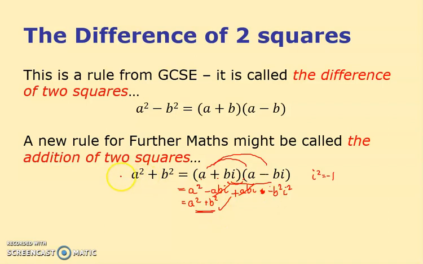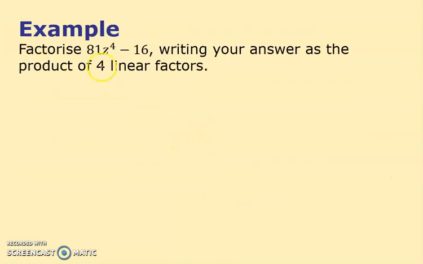Now that is worth knowing. a squared plus b squared can now be factorized straight off, a bit like a squared minus b squared can be. Here's an example. It says 81z to the 4. Well, straight away I'm thinking I can write this as 9z squared plus 4, 9z squared minus 4. It's the difference of two squares. I've spotted the difference of two squares there.